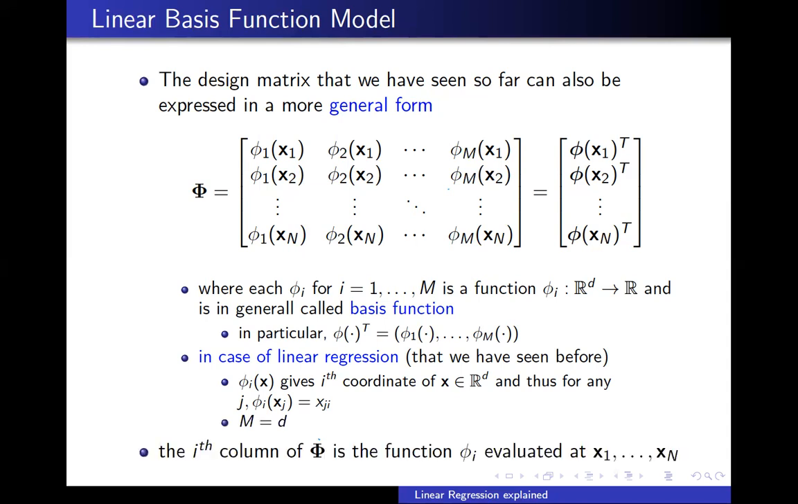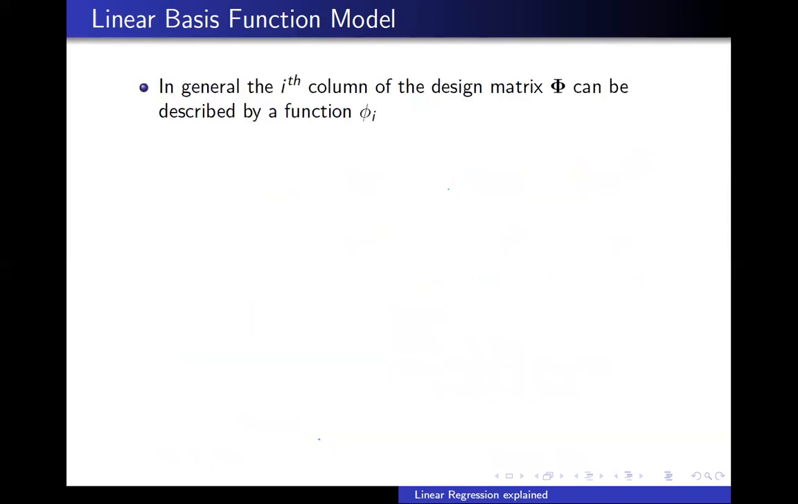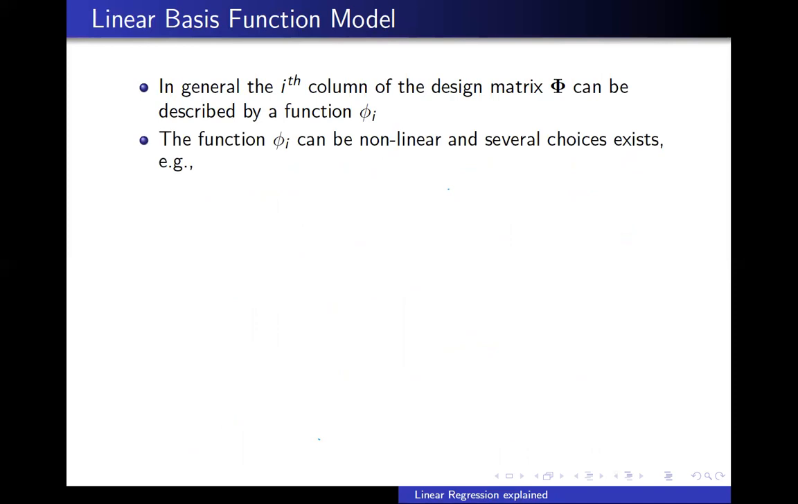So the ith column of phi is nothing but the function phi_i evaluated at each and every single data point x_1 to x_n in your training set. Okay. So in general, the ith column of the design matrix phi can be described by a function phi_i. The function phi_i can be nonlinear. It can have different choices, whatever way you like.